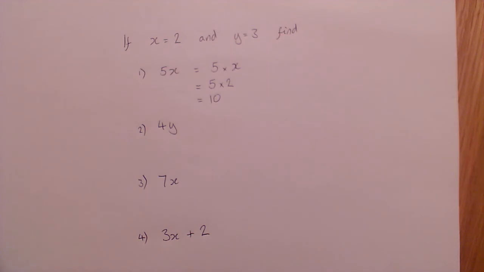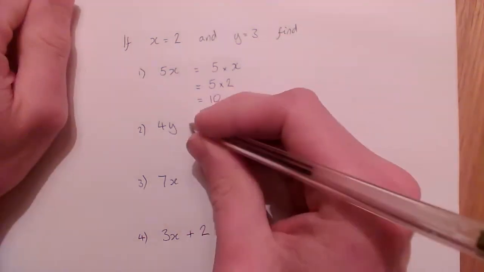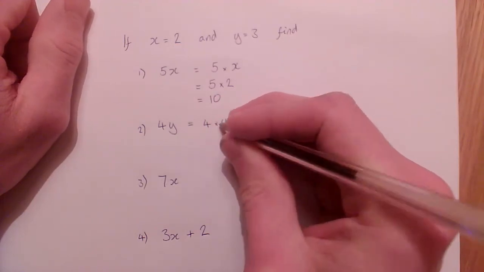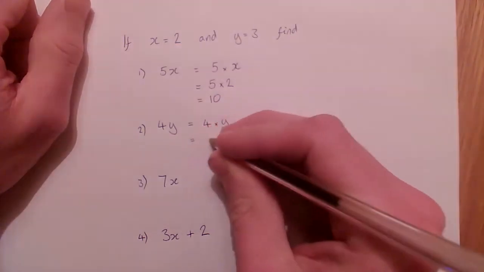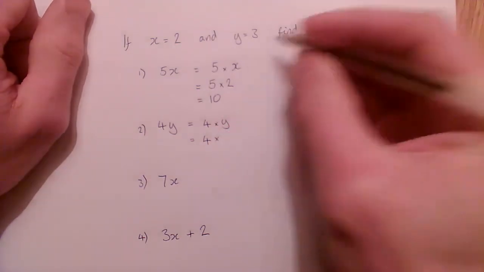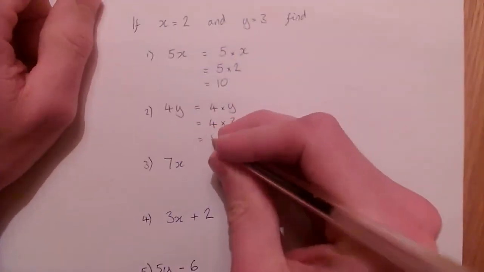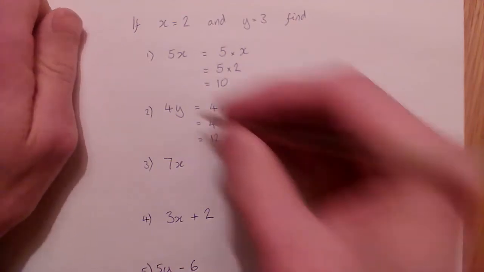Now, looking at the second one, we've got exactly the same setup. 4y, it's the same as 4 times y. 4 times y, well, what was y? Up here, y is 3, so that is 4 times 3, which is 12.